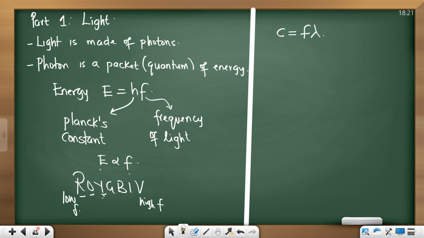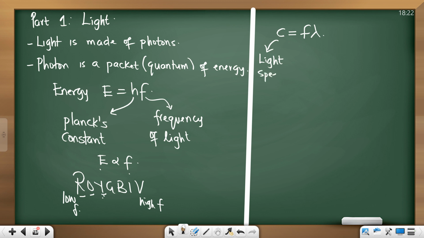Now, please quickly check. C equals F lambda. So, for speed, for Doppler, we use V. Right? And for light, we use what? C. They are both what? One is speed of sound, one is speed of light, but they are both speed of what? Waves. So this one is talking about what? Light speed.